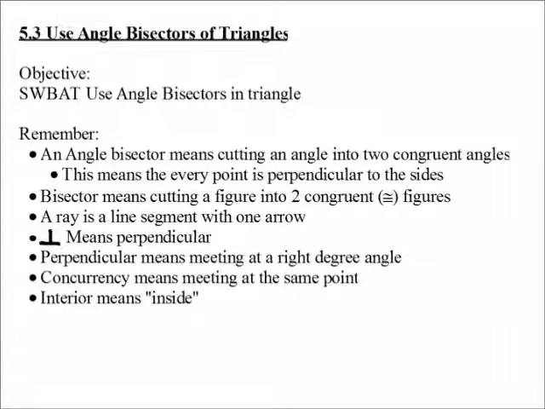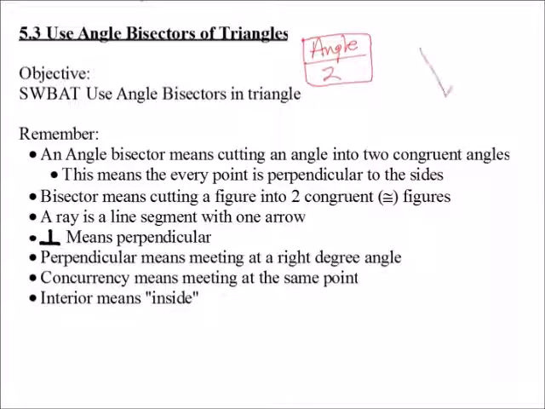Okay? In geometry, it is always about what's in the name. We're going to take and bisect angles. We're going to take an angle and basically divide it by 2. That is really what we're doing. So remember, an angle bisector means cutting the angle into 2 congruent angles.